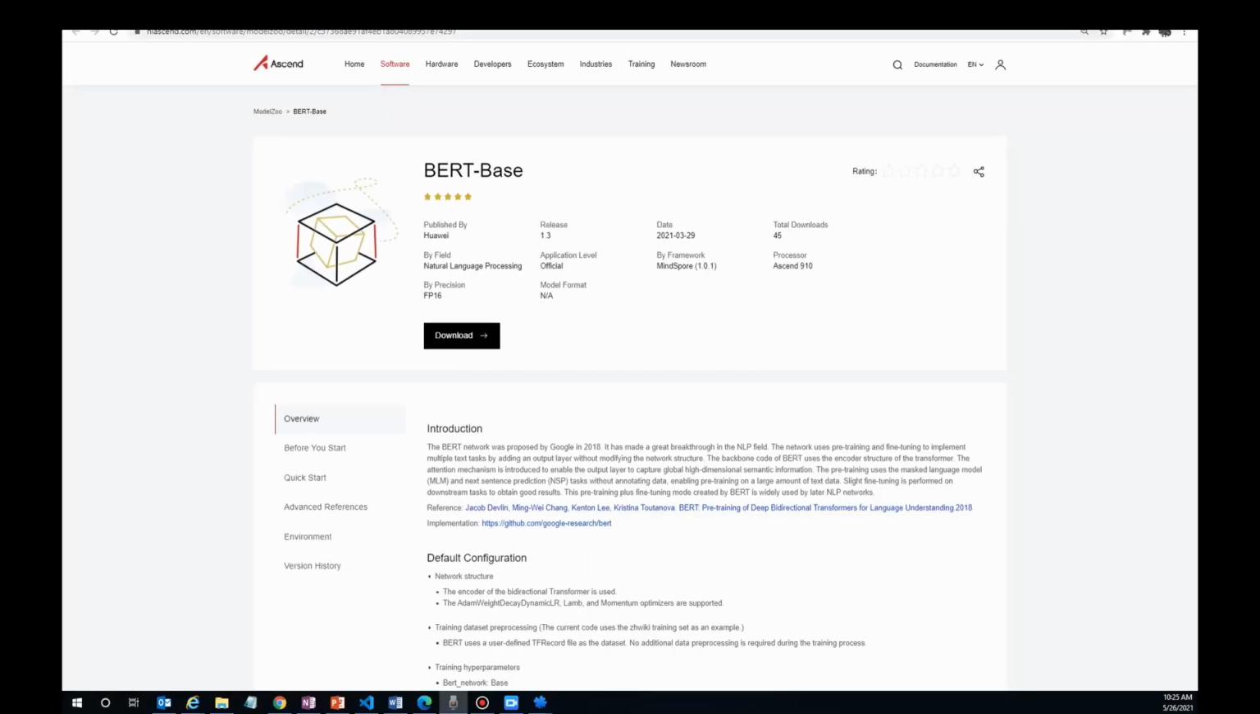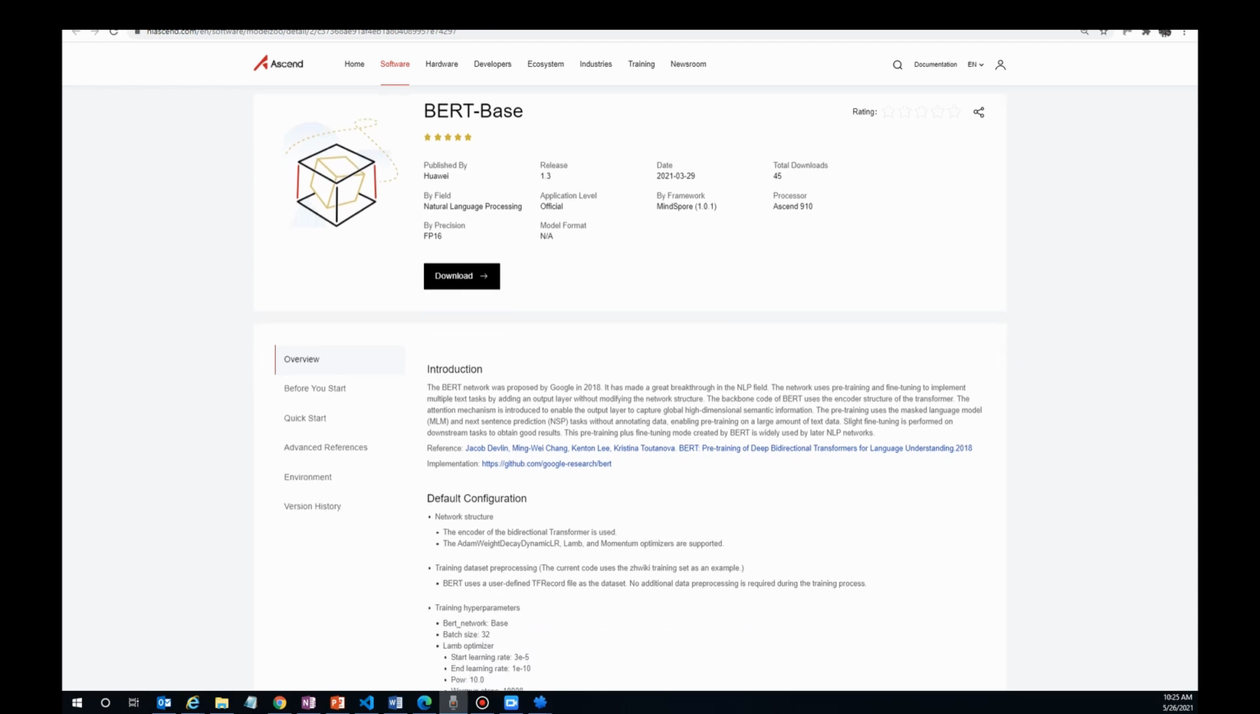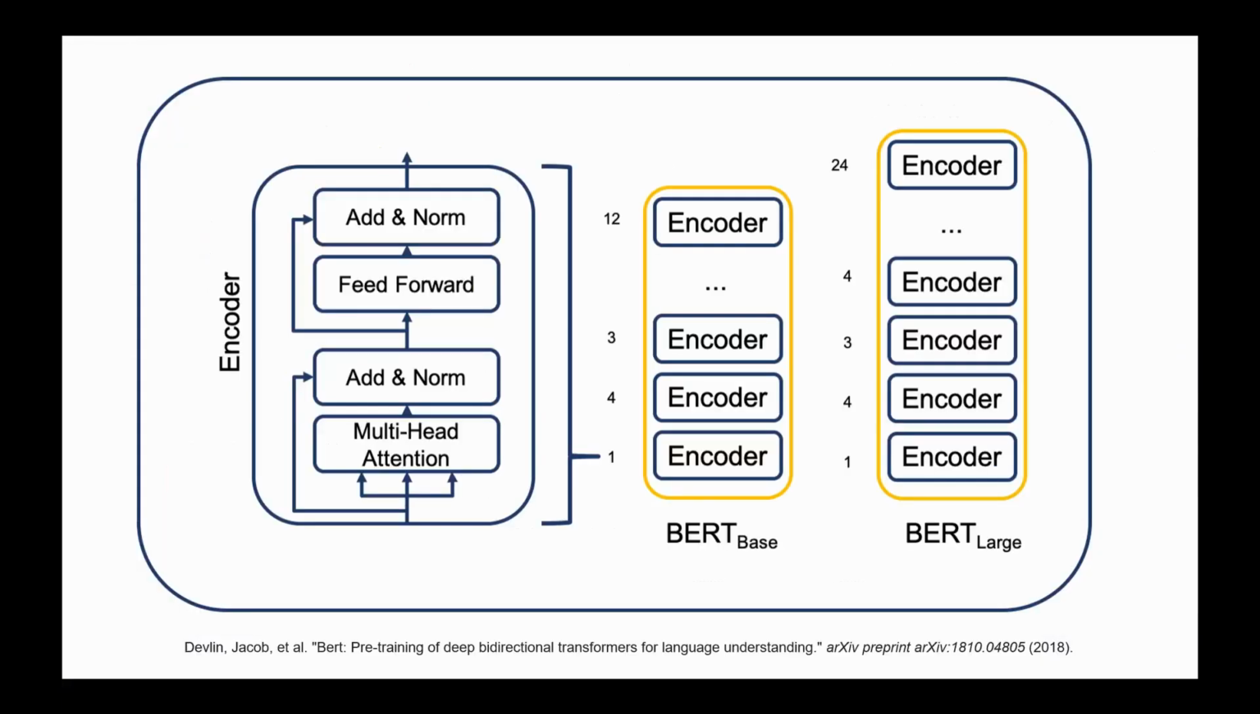The BERT models were first proposed by Google in 2018. It has made a great breakthrough in the natural language processing field. It is primarily a language model and used extensively for sentence prediction tasks. The backbone of BERT uses the encoder structure of the transformer and uses the attention mechanism to capture global high-dimensional semantic information.